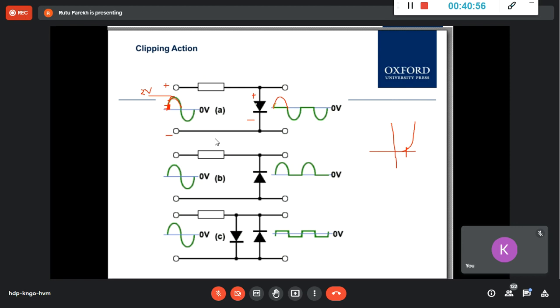See, forget other voltages. For 0 to 0.7, so 0.1, 0.2, 0.3, if it is 0.1, what will happen? Will it conduct or not? It will still be zero output. That's what I'm explaining to you. Be patient, answer my question step by step. 0.1 will not conduct. Up to 0.7 it will not conduct.